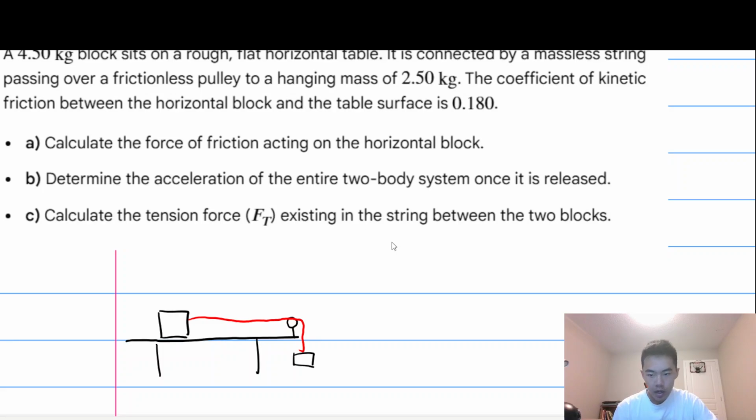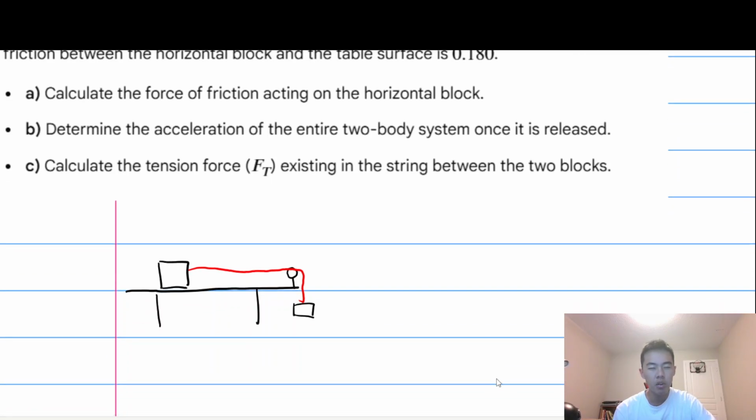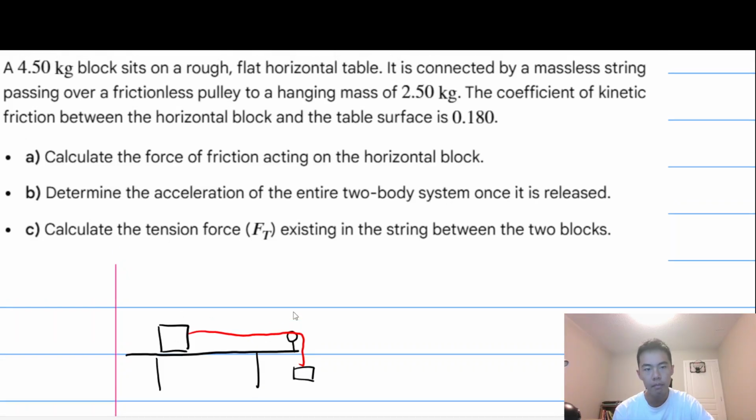In order to solve this problem, we need to look at both components, like the system as a whole, but also each component of the system. So let's do that. We're trying to calculate the force of friction, but in order to do that, let's first find, will it move?